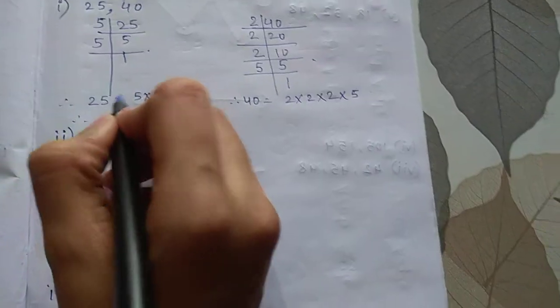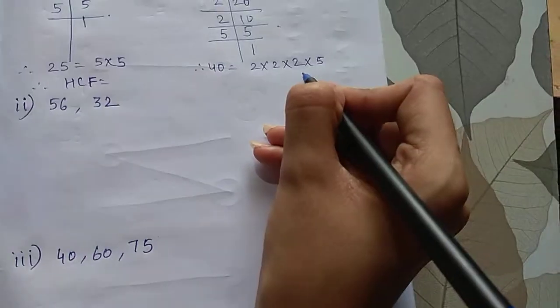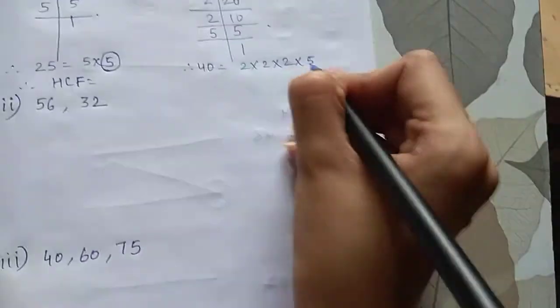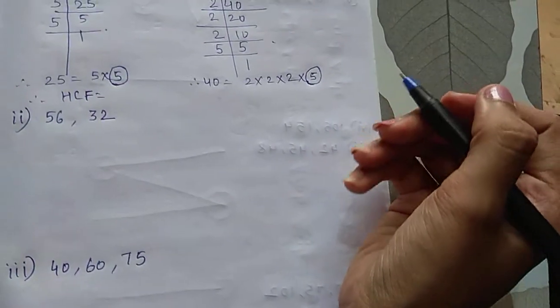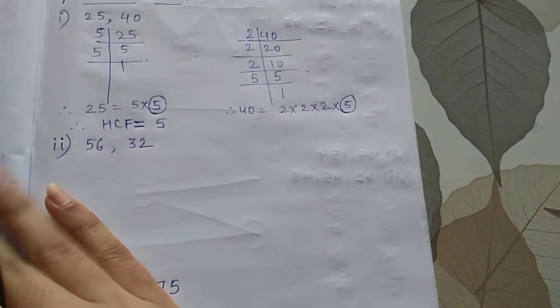Now for HCF it is compulsory to have a common factor. Now the common factor in both of these numbers is 5. I am circling it, 5. So therefore the HCF of 25 and 40 is 5. Done. So this much we have to do.